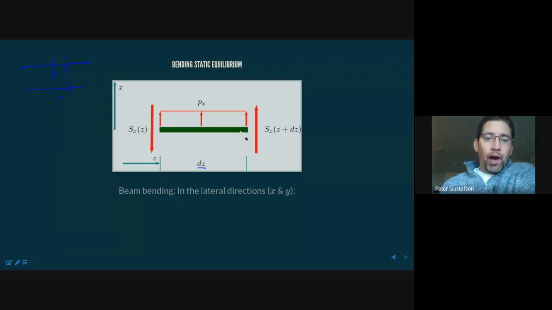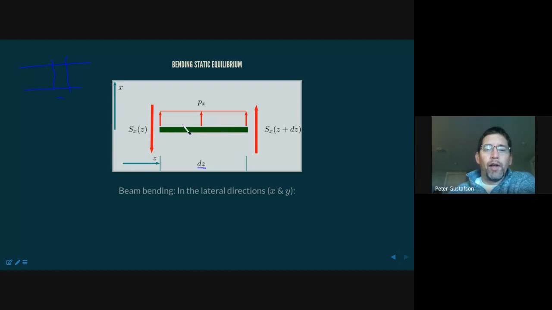But I think otherwise this is not going to be confusing. Now, when I say we have bending static equilibrium, really you can think of this as transverse loads rather than axial loads. The last few slides were about axial loads. Now we're looking at transverse loads, so loads across the beam, and there are a couple that are present.